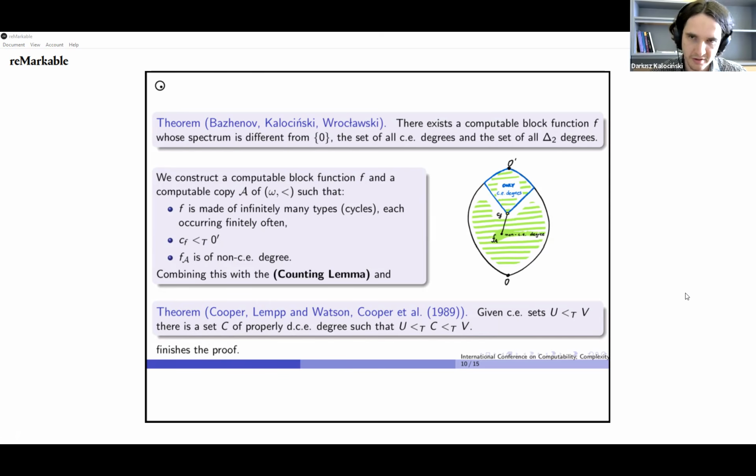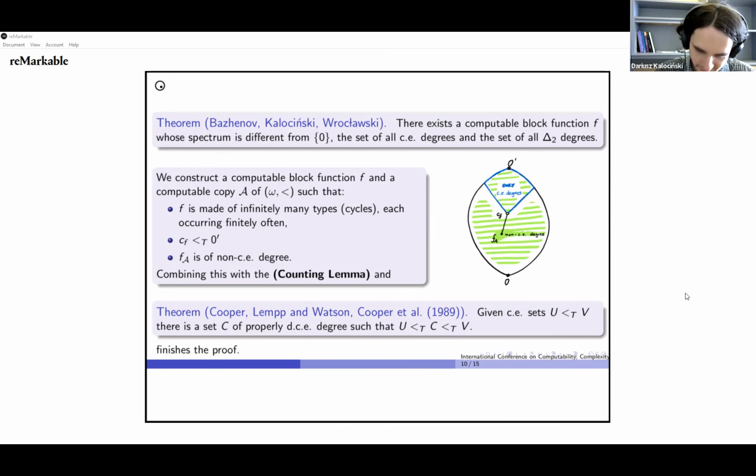Basically, the picture looks like this. So we actually construct a computable copy of A in which the copy of A is of non-C degree, and we actually are somewhere below the counting function, with the counting function being incomplete. And this actually is enough because, okay, why is it enough?